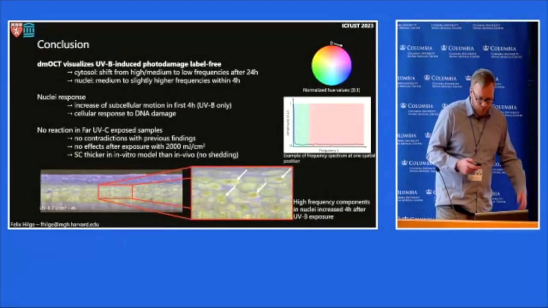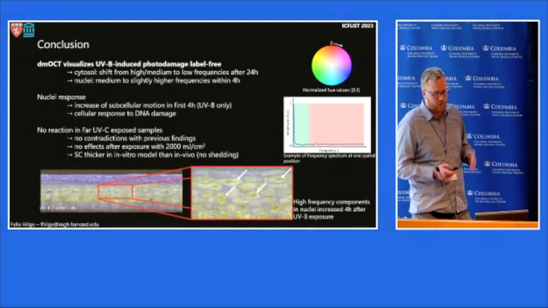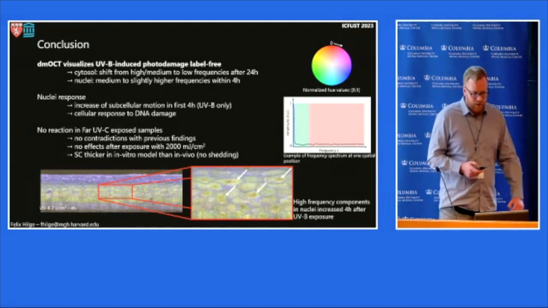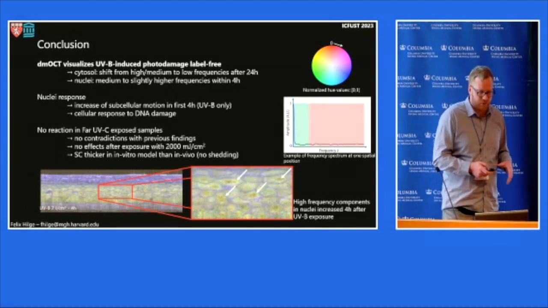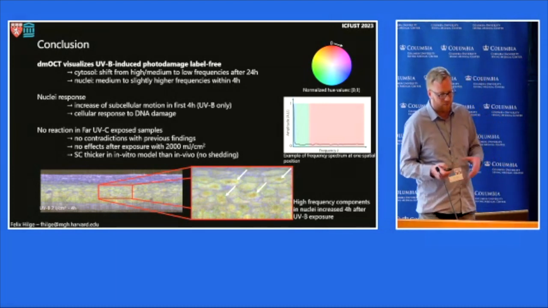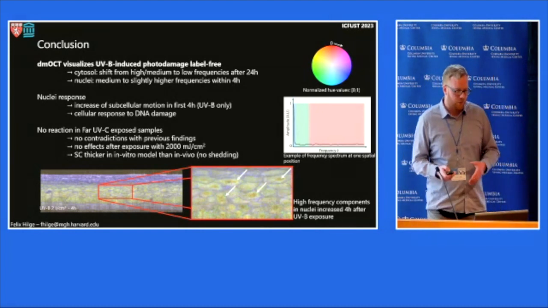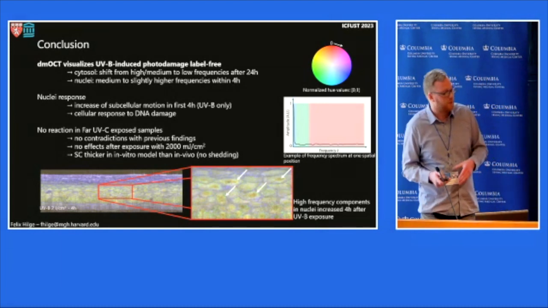To conclude, with dynamic microscopic OCT, we are able to visualize the UVB-induced photodamage again without any labeling. And in the cytosol, there's a shift from high or medium frequencies to very low frequencies, meaning there is not much subcellular motion going on anymore. And with the nuclei, there's a slight shift from medium to higher frequencies.